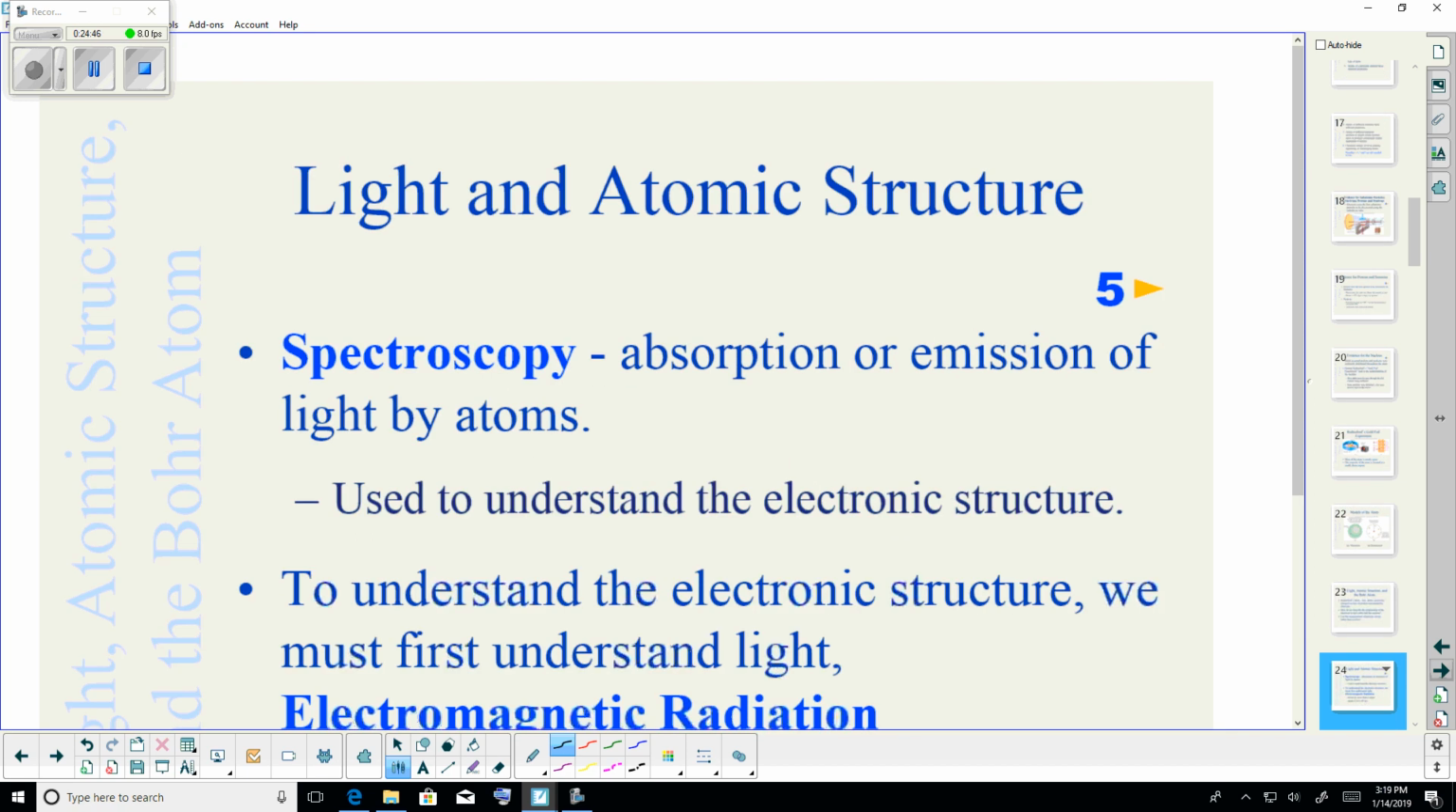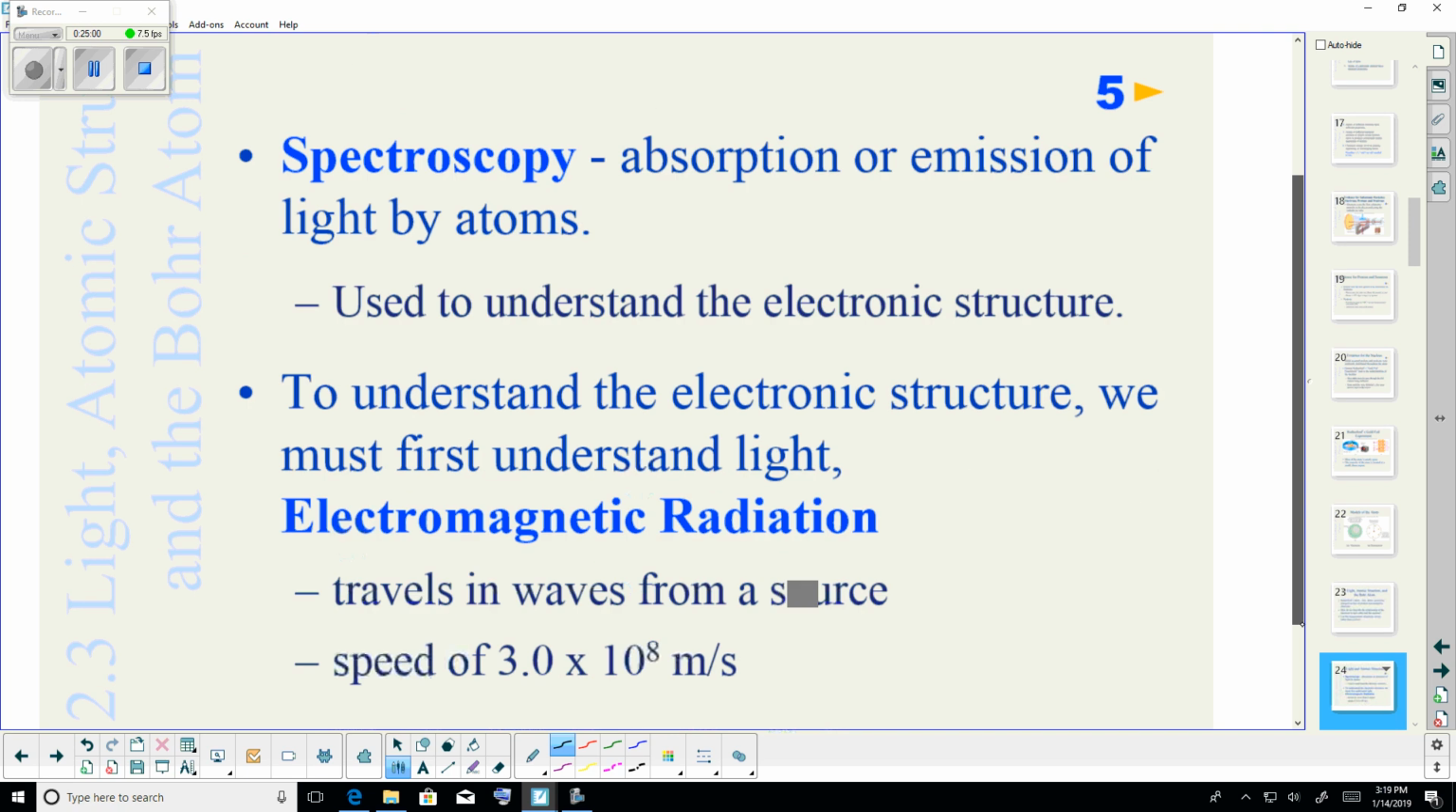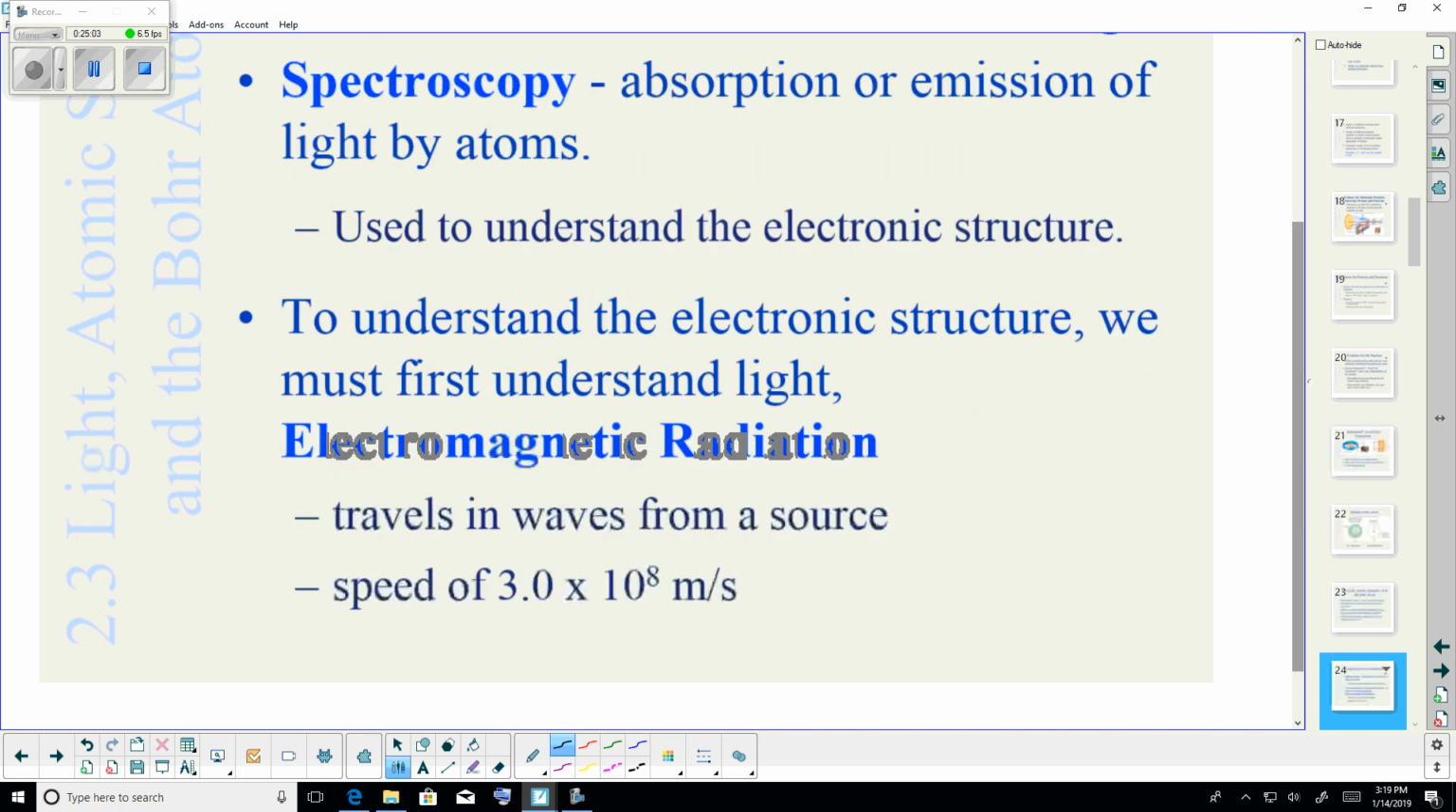So to understand atomic structure, we have to understand light. So spectroscopy is absorption or emission of light by atoms. We use that to understand electronic structure. You have to understand light, electromagnetic radiation. It travels in waves from a source. Speed of 3.0 times 10 to the 8th meters per second. Fast.